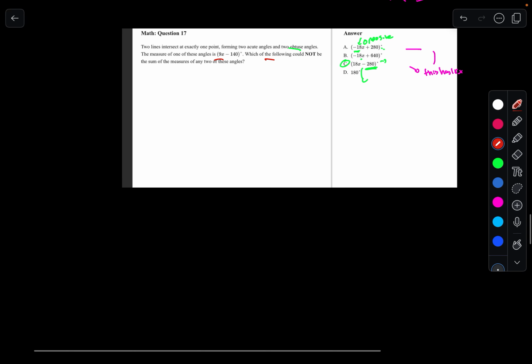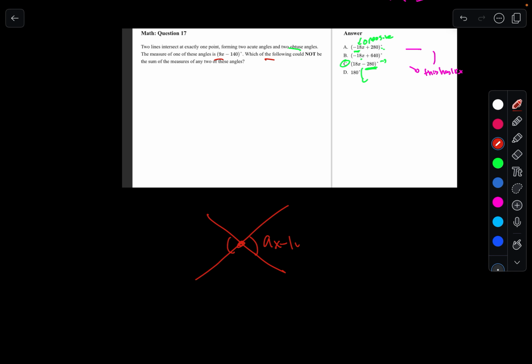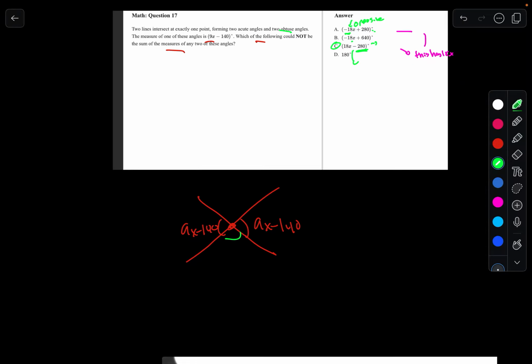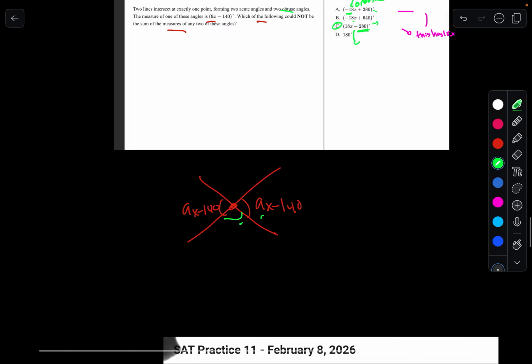So two lines intersect at exactly 1 point right here, forming two acute angles and two obtuse angles. The measure of one of these angles is equal to 9x minus 140, which cannot be the sum of any two of these angles. So let's try to find the sums of any two angles. We know this angle right here is also equal to 9x minus 140 because it's a vertical angle. And then we also know that these two angles, this one and this one, add up to 180.